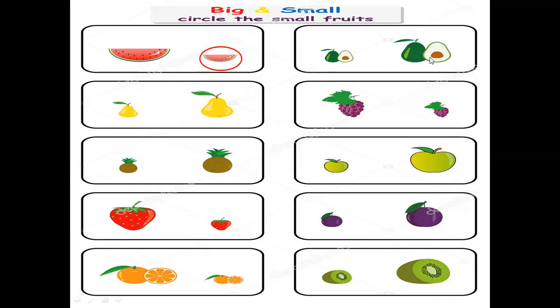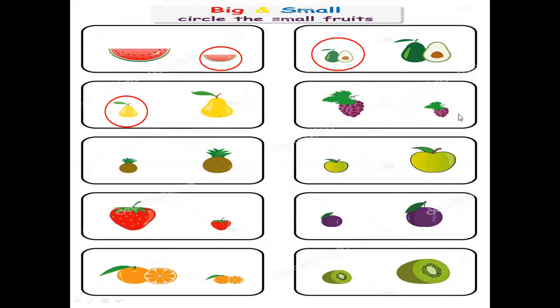Now there is again two picture of avocado. Which one is small, this one or this one? In all these activity, we are going to circle just a small one, okay, just the small one. So this one is small or this one is small, circle this one, okay. Now there is again two picture, a pair. So which one is small, this one or this one? This one is big and this one is small. So according to our requirement, we are going to circle the small one. Understand? Now come to the next one.